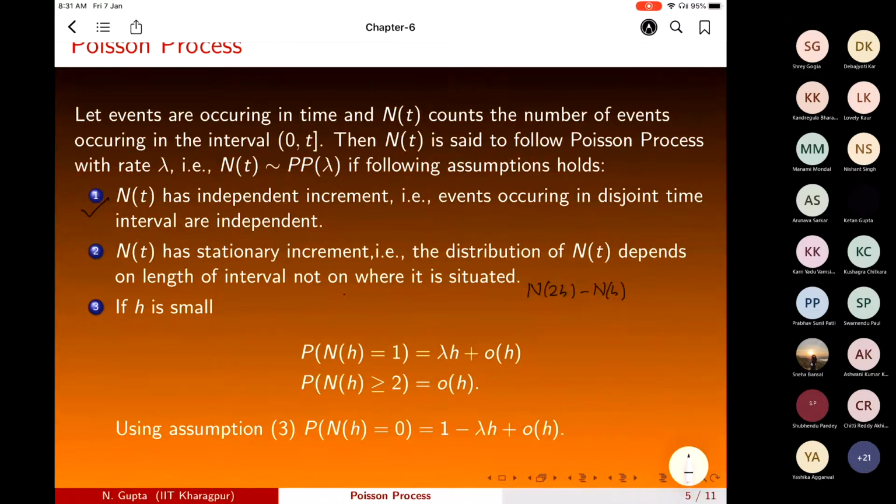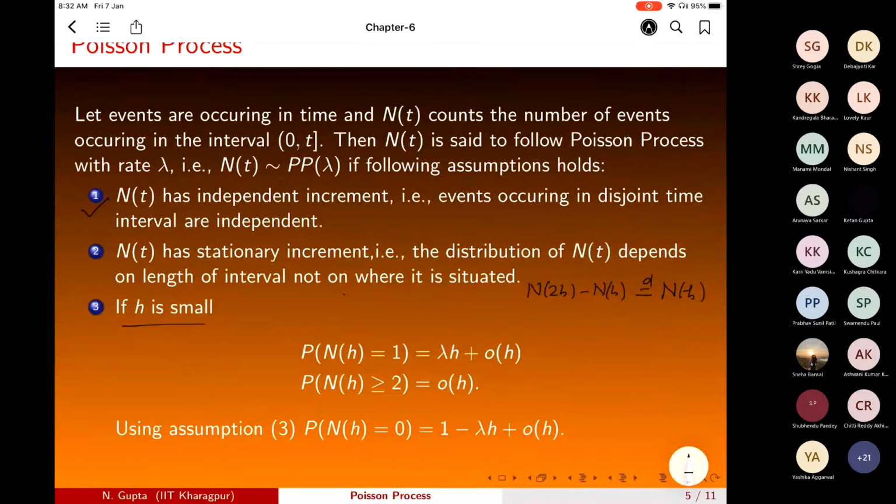So this is distributed because N(h) is basically the events occurring in the interval 0 to h, and N(2h) means events occurring in the interval 0 to 2h. Therefore, the difference between them is the events occurring in the interval h to 2h. That means the length of the interval is h. So their distribution is the same. That means their CDFs are the same.